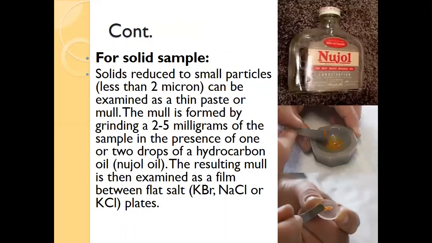For solid samples, solids reduced to small particles less than 2 microns can be examined as a thin paste or mull. The mull is formed by grinding up 2 to 5 milligrams of the sample in the presence of 1 or 2 drops of hydrocarbon oil, which is also called Nujol. The resulting mull is then examined as a film between flat salt plates. The salt can be KBr, NaCl, or KCl grades.